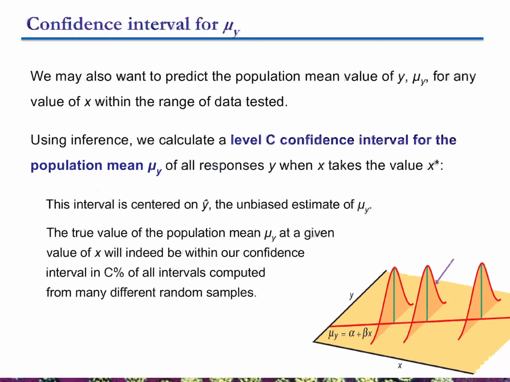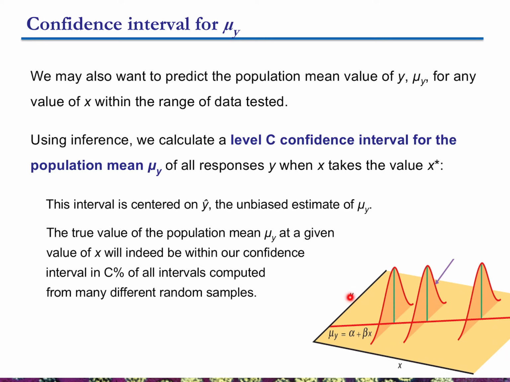All right, now let's look at the confidence interval for the mean response of our y variable, the average response. Confidence intervals are always about sample averages, okay, or averages. Prediction intervals are about individual values. So we might also want to predict the population mean value of y, our mean response, for any value of x within the range of our data. So, using inference, we calculate a level C, usually 95%, confidence interval for the population mean response when x takes a specific value. So, this interval is centered again on the predicted value of y, okay?